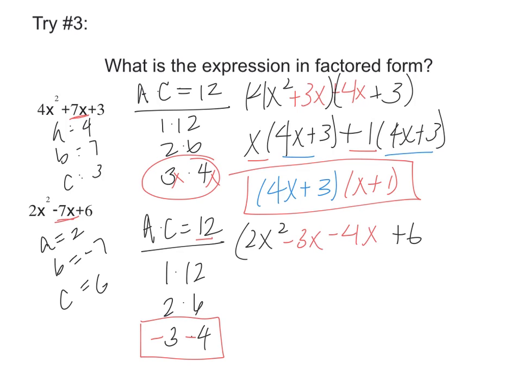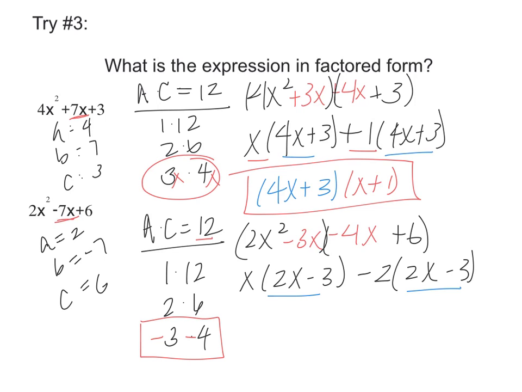If I group the first two and the last two, I can take an x from the first and be left with 2x minus 3. With the second one, I can take out a negative 2 and still be left with 2x minus 3. When I'm done, the two factors in parentheses are 2x minus 3, and then what's left over is x minus 2.